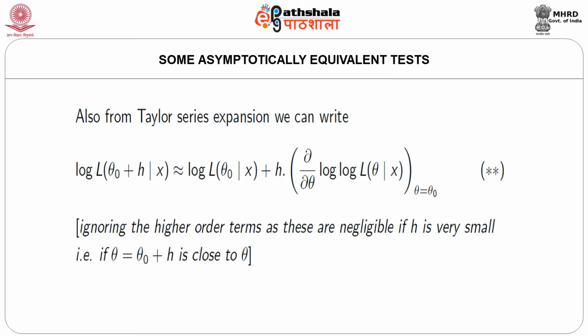Also, from Taylor's series expansion, we can write that log of capital L at θ0 plus h is approximately equal to log of capital L at θ0 plus h times the partial derivative with respect to θ of log of capital L(θ) at θ equal to θ0. Let us denote this approximate relation by double star. Here obviously we have ignored the higher order terms in the Taylor's expansion, as these are negligible if h is very small, that is if θ equal to θ0 plus h is very close to θ0.